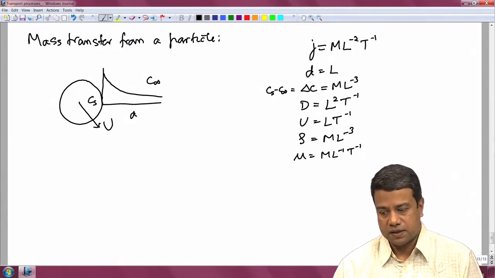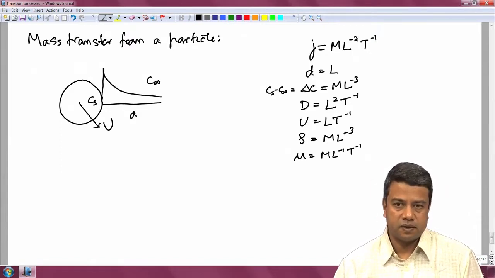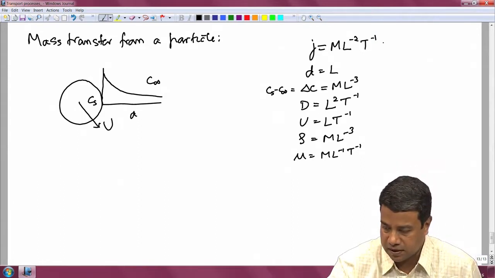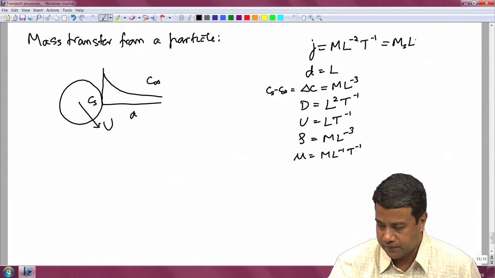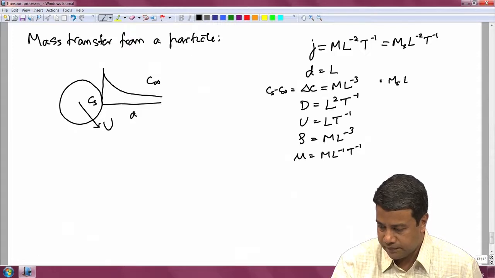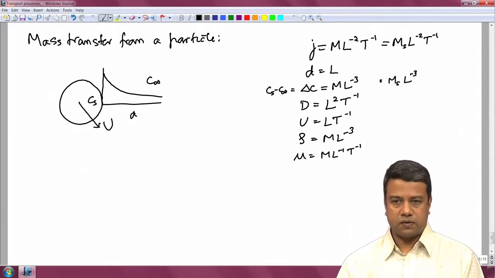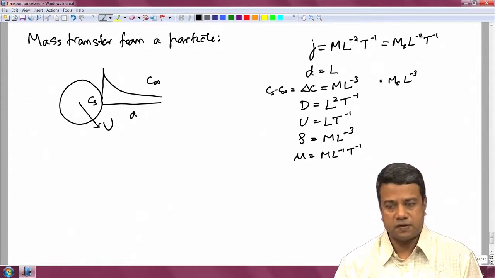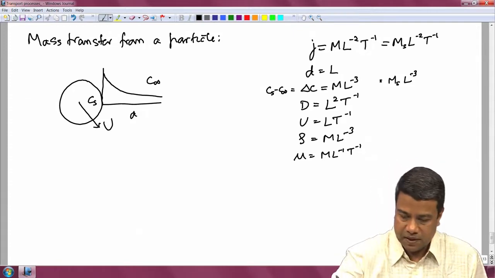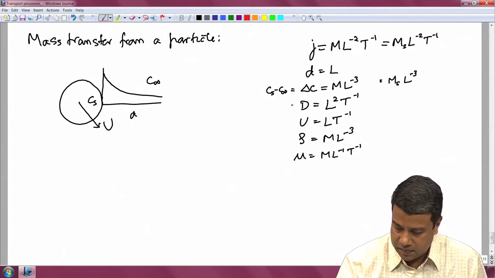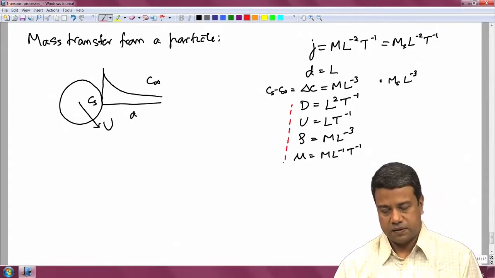So let us write another dimension for the mass of solute alone, and we will write that only for the mass transfer quantities, that is the flux and the concentration difference. These alone depend upon the mass of the solute, whereas the mechanical quantities here depend upon the mass of the fluid.